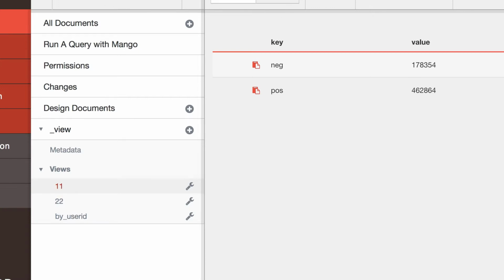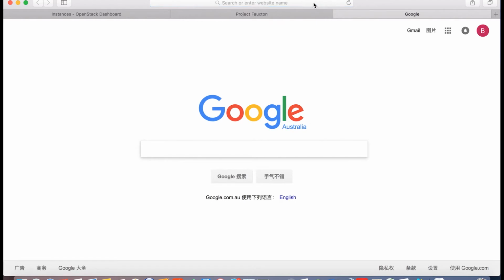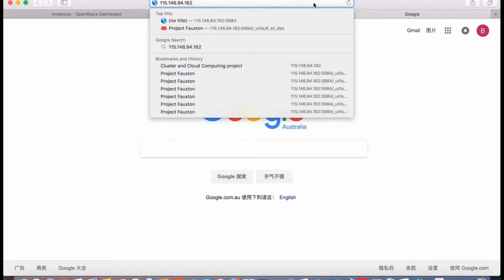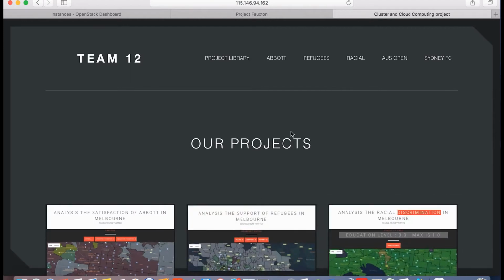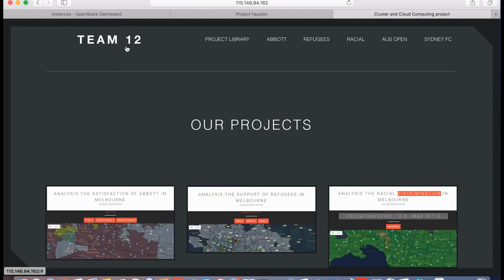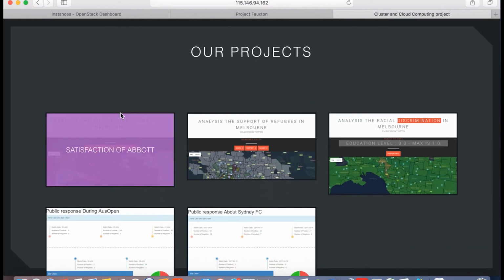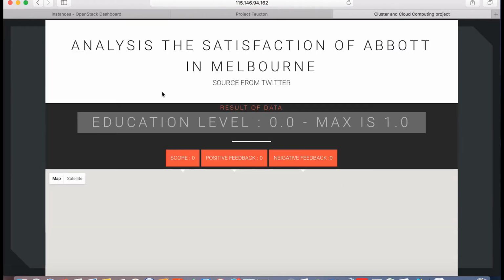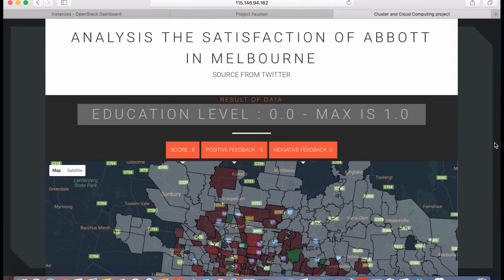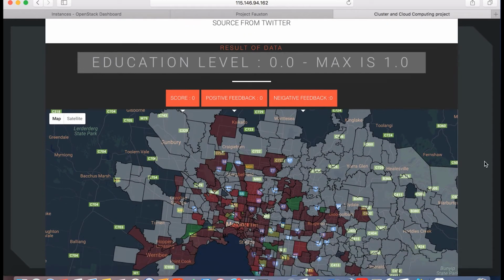And next, we will shift to the front end, and Jungwen will introduce how we implemented these scenarios. Hello, I'm Jungwen, and our group chose 5 scenarios in total. Our first topic is to analyze the public's satisfaction with Tony Abbott.